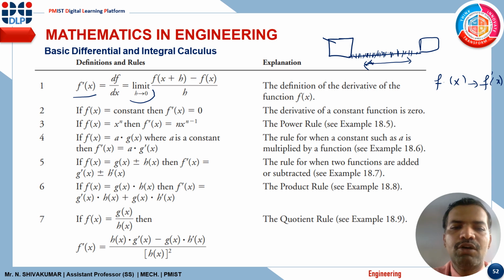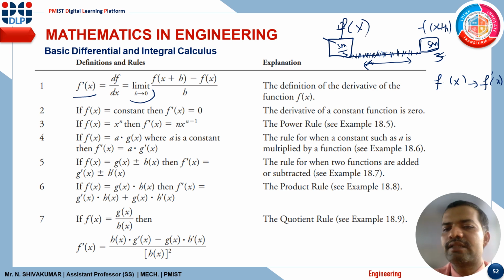So what is the definition for differentiation? Limit h tends to 0, f of x plus h minus f of x divided by h. So what is f of x plus h? Say at this point, at the 0th second, the velocity is 3 meter per second. At the first second, what is the velocity? 5 meter per second. This is f of x plus h. And this is f of x.